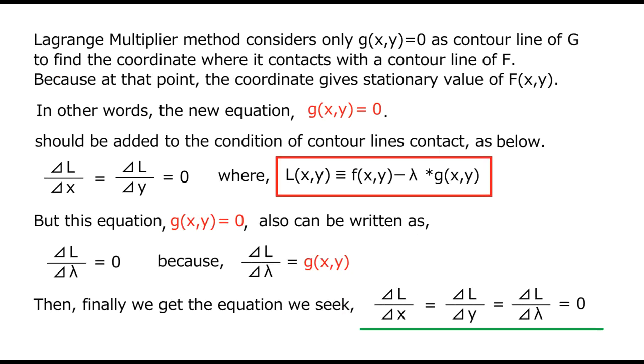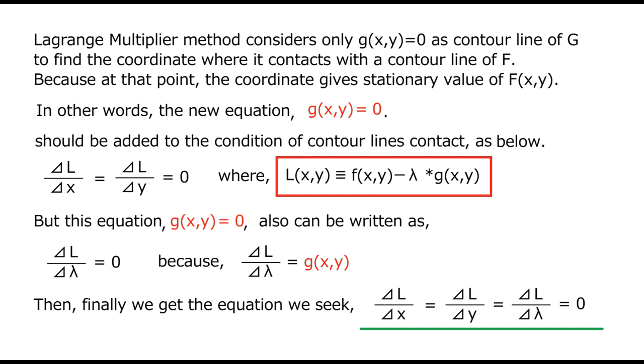Let's return to the method of Lagrange multiplier. There is a function f(x,y) of two variables where x and y are not free at the same time but have to satisfy the constraint condition g(x,y) equals 0. Under this condition, the Lagrange multiplier method gives an answer to find a point (x,y) where function f(x,y) takes a stationary value.